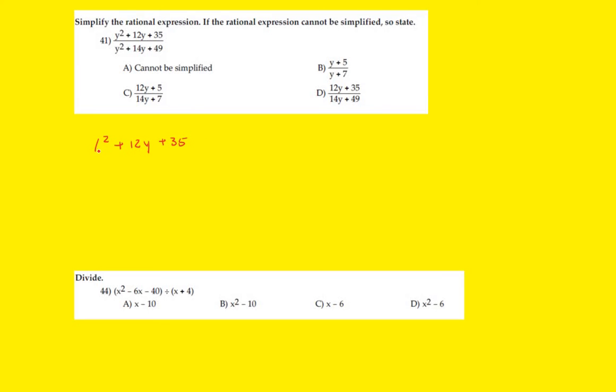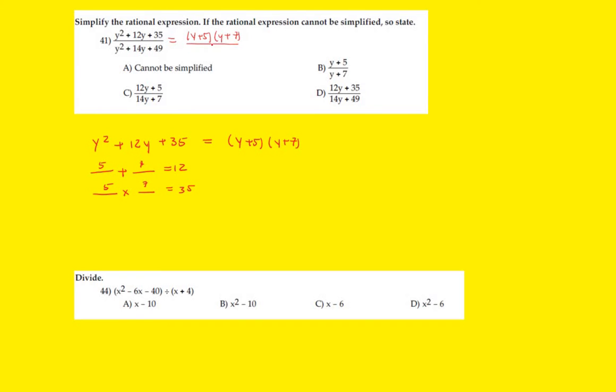So what we're going to do first is factor this one. We need two numbers that add up to 12 and multiply to 35. Factors of 35: 5 and 7. 5 and 7. So the factorization of this one is y plus 5 times y plus 7. So you rewrite it here as y plus 5 times y plus 7.